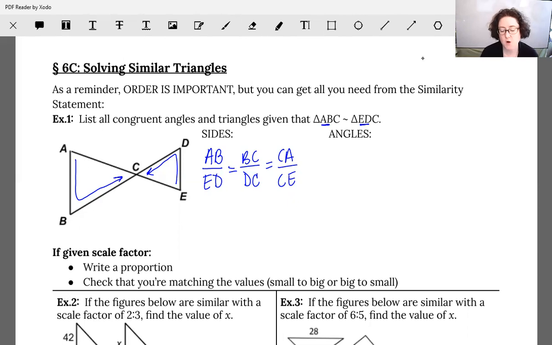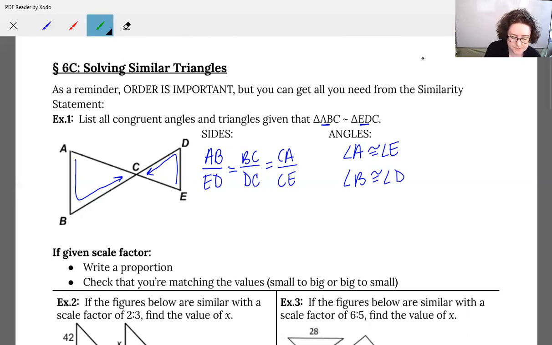Our angles, keep in mind with similar triangles, are always going to be congruent. So I could say that angle A is congruent to angle E. And again, notice in the name, those letters are in the same spots. We have angle B is congruent to angle D. But in the names, angle C and angle C, I know they're two different angles, so I do need to use my three letters on this.